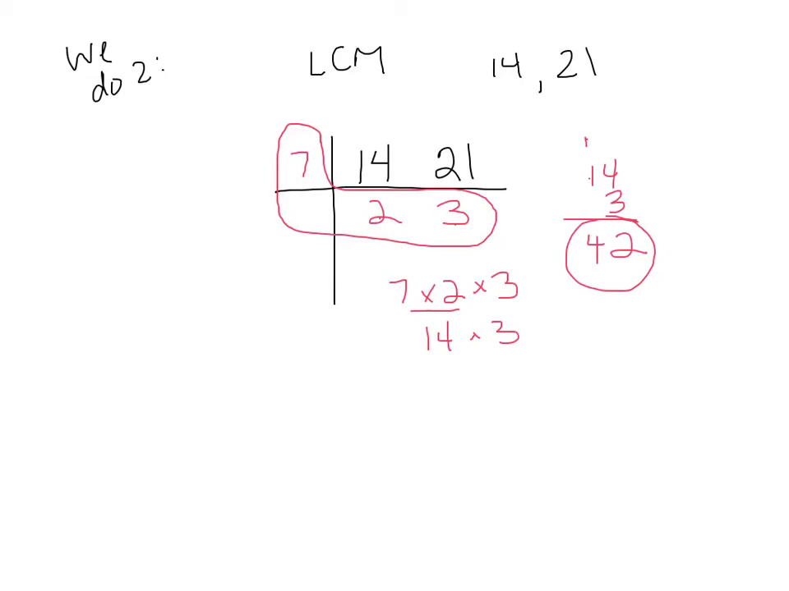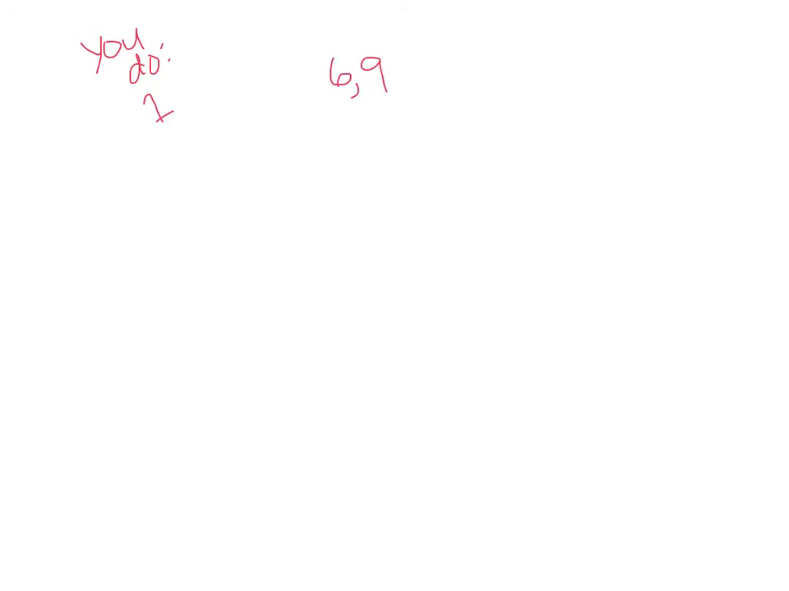That's the lowest number they would meet at if I counted by 14, 28, 42, and then 21 would be 21, 42. So that's the lowest number they would meet at. So let's try a you-do. We'll do 2 you-dos. This is you-do 1. And see if you can find the LCM of 6 and 9.